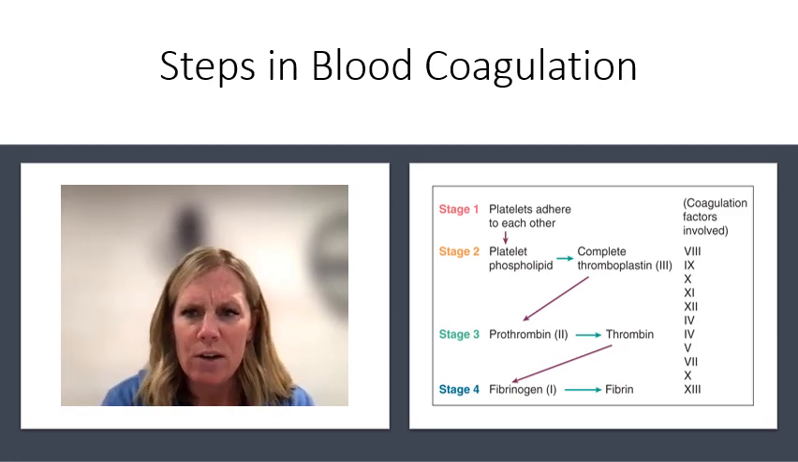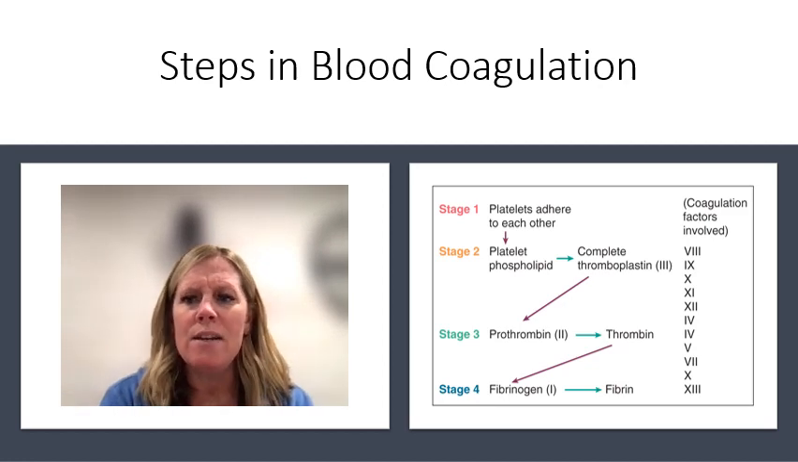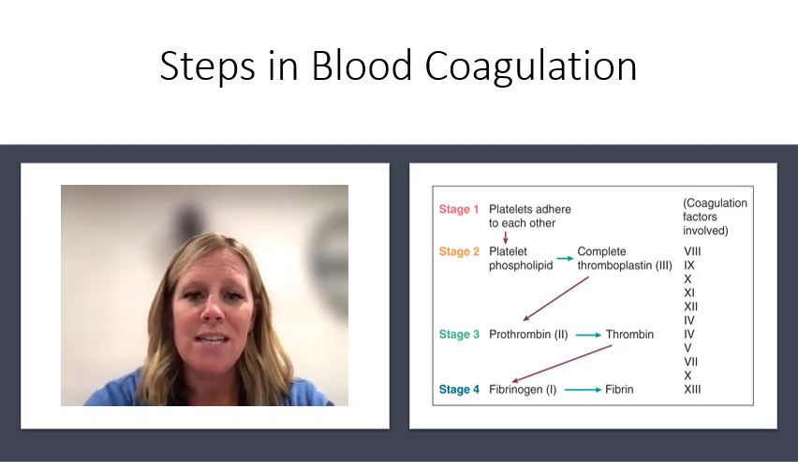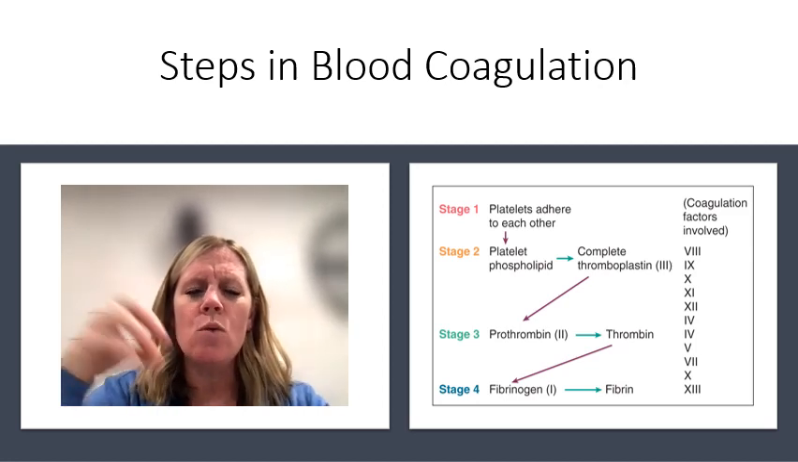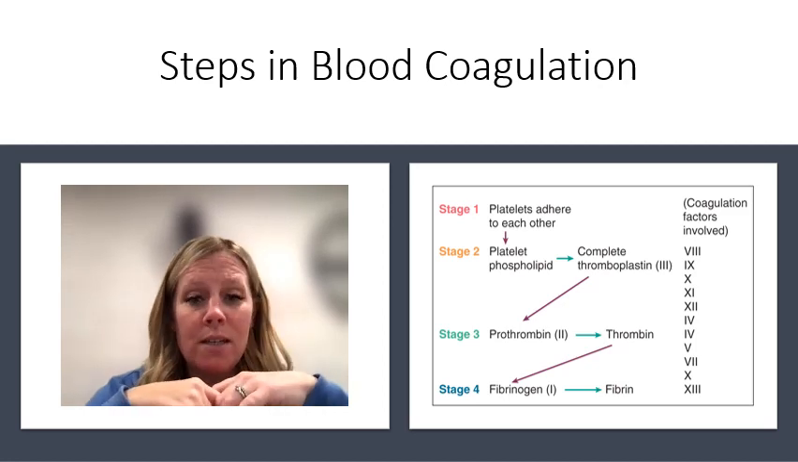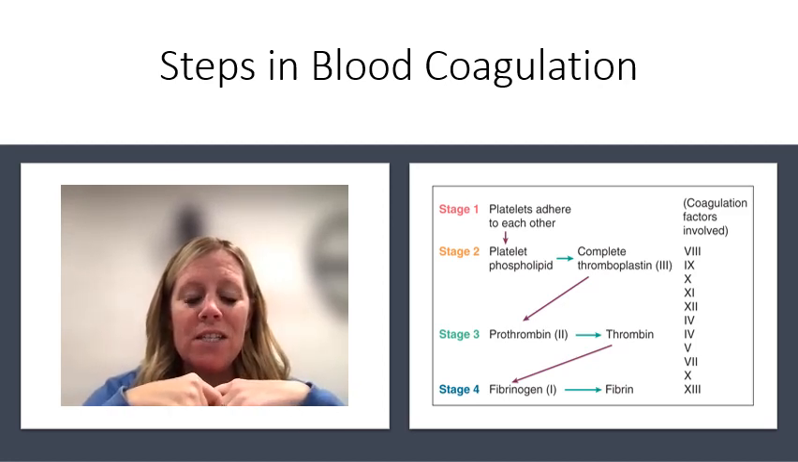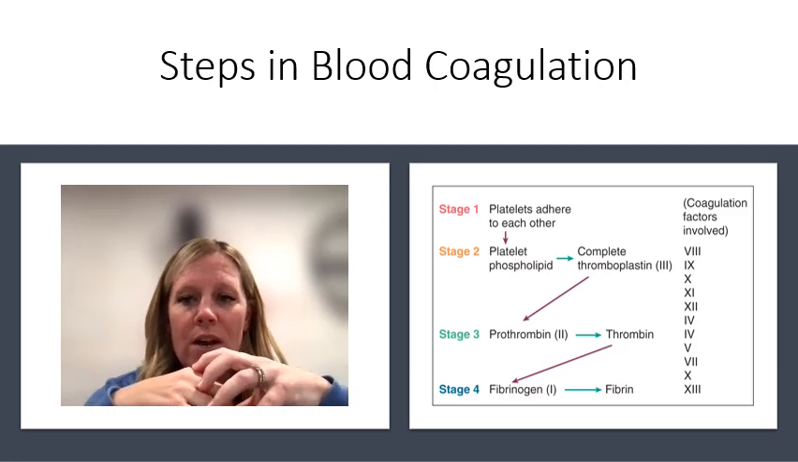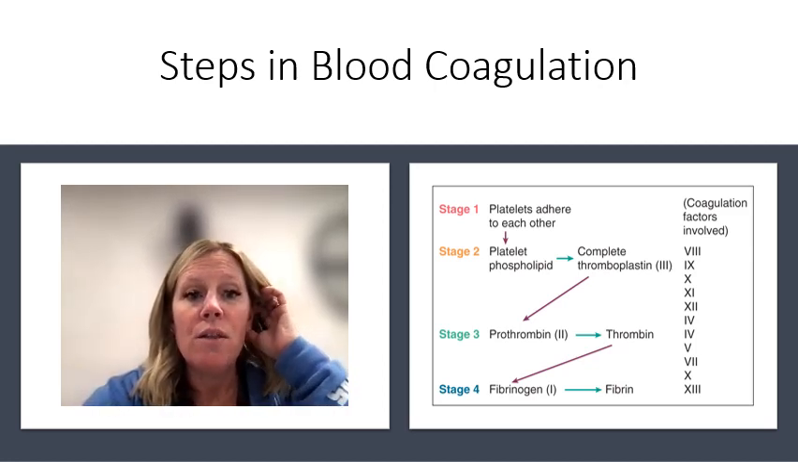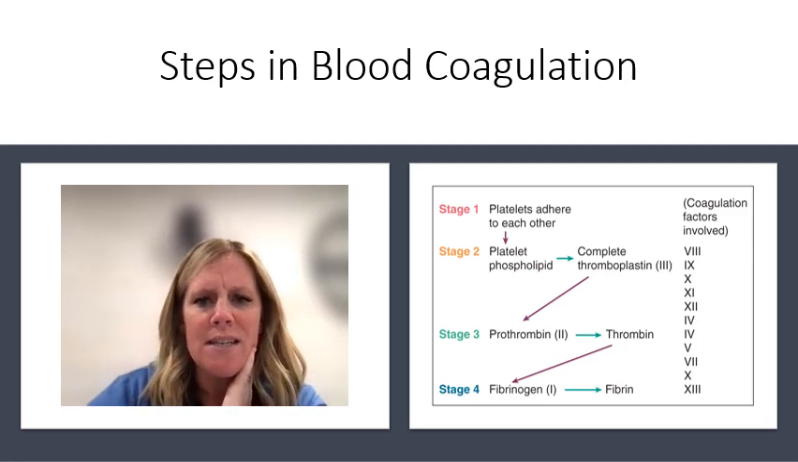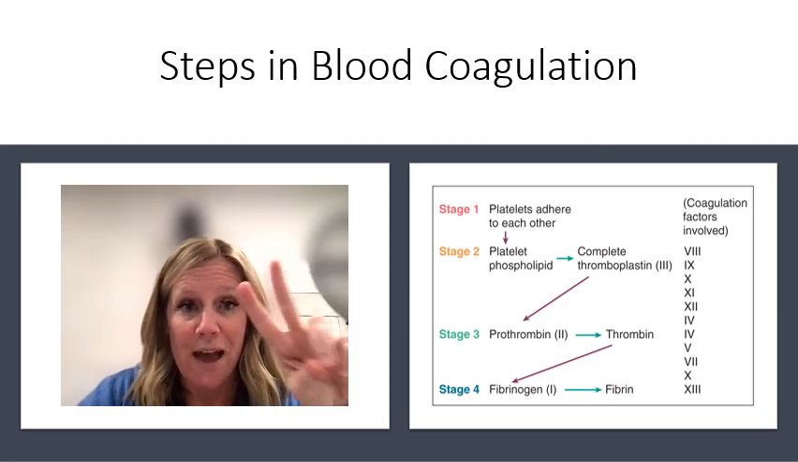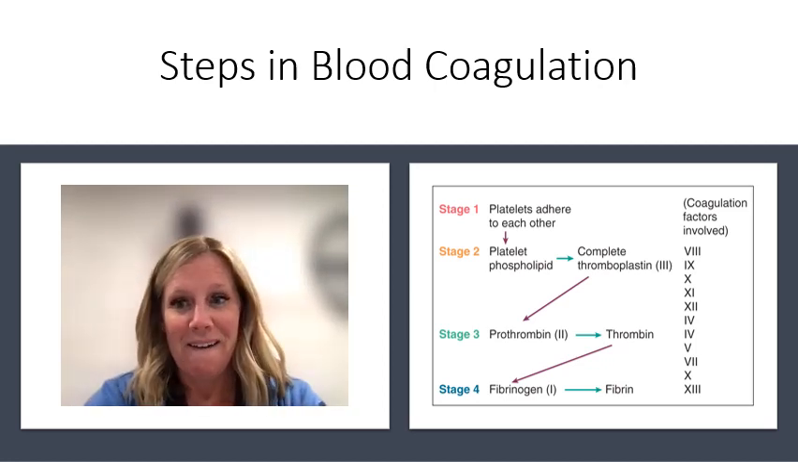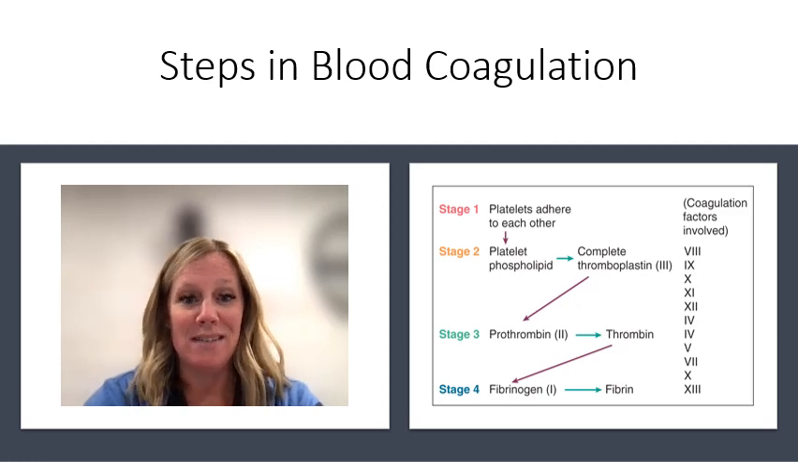Platelets then begin to adhere to that damaged vessel site and to one another, forming a platelet plug and initiating the first stage of clotting. In the second stage, factors from either the intrinsic or the extrinsic system combine with platelet phospholipids to form thromboplastin. In the third stage, thromboplastin then converts prothrombin, which is our factor 2, to thrombin if ionized calcium is present, okay?